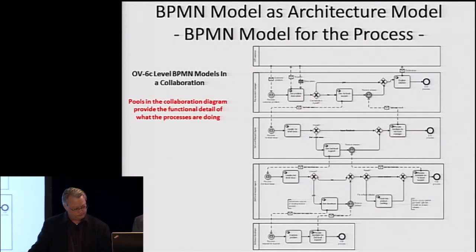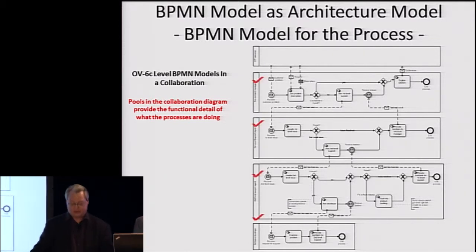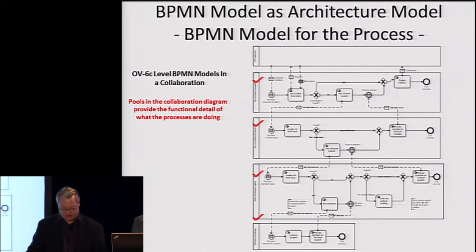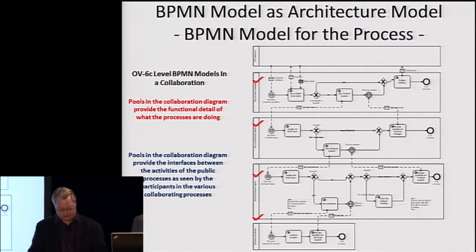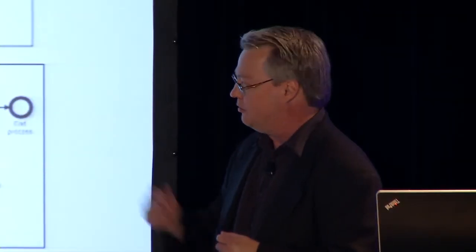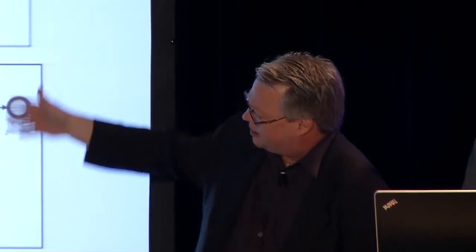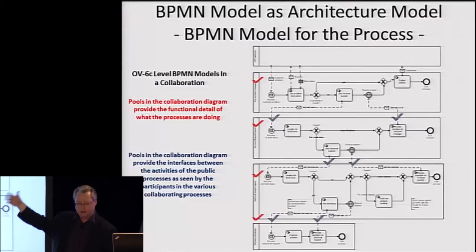So a BPMN model that includes a pool in which a core business process is detailed out can be said to have a set of abstract interfaces with respect to other participants in the process. And when it's defined as an OV6C type of model, we get something like this. And this may be familiar to those of you who know the BPMN 2.0 by Example document from the OMG with respect to the BPMN 2.0 spec. This is the initial version in which we have the collaboration called out. And there's no mediation here between participants.